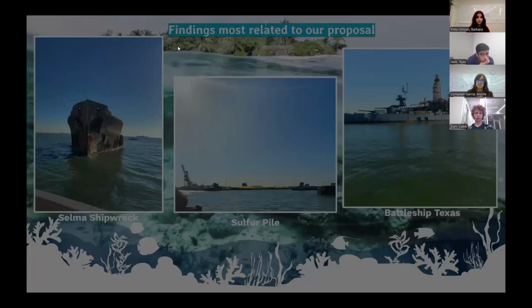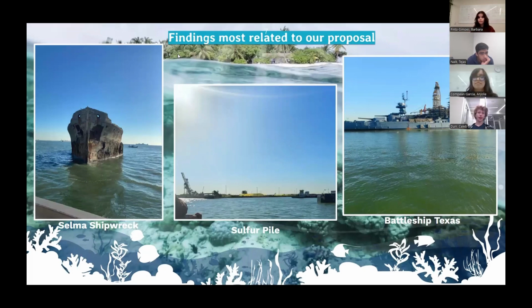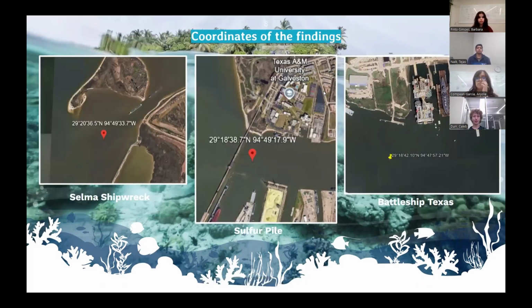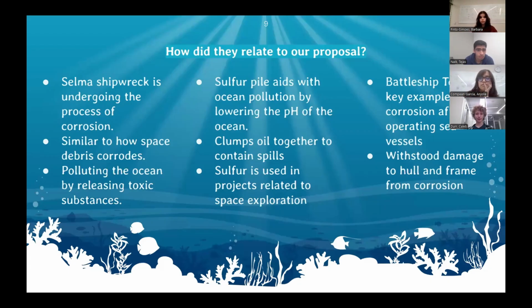So these are the findings that are related to our proposal. First is the Selma shipwreck, and then we have the sulfur pile and Battleship Texas. And then here are the GPS locations, on the ocean, and so they all experience some degree of corrosion.